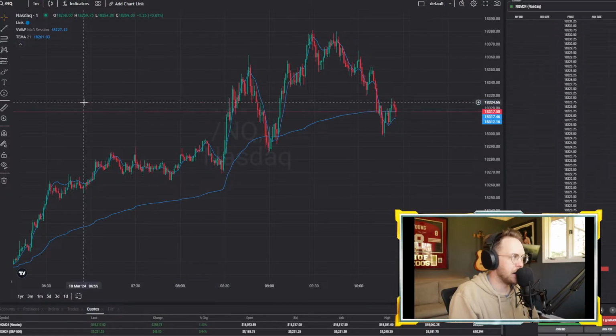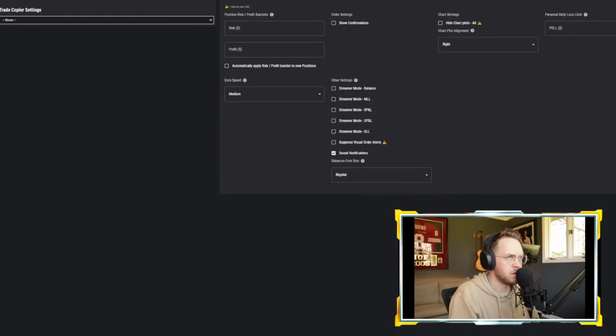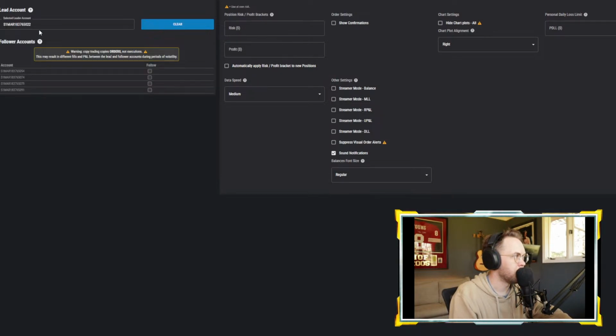Settings icon on the left sidebar. Okay. Oops. Sorry, guys. All right. Settings icon on the left sidebar. Left side of the settings page is where you'll find the trade copier settings. Here we go.